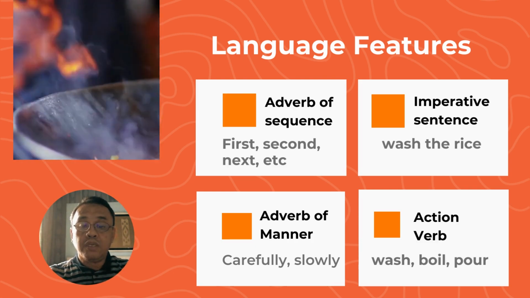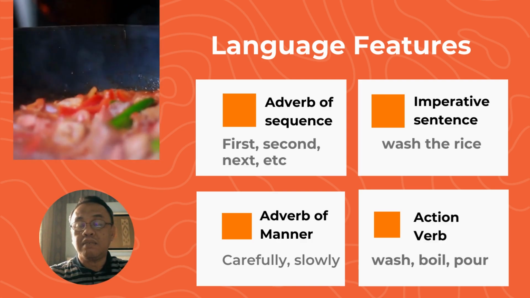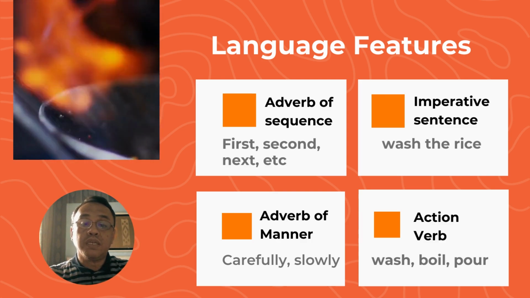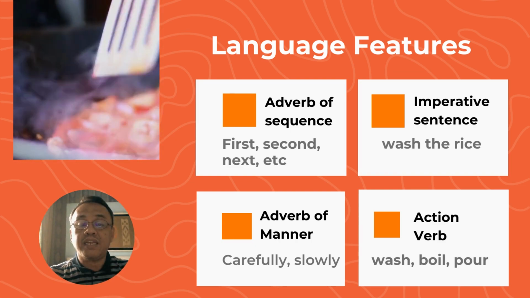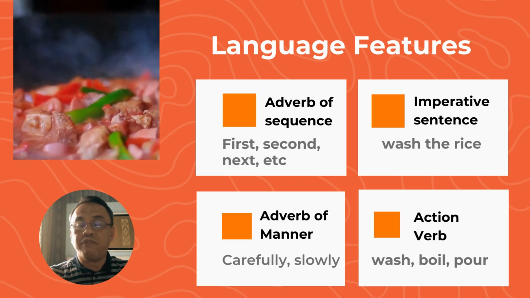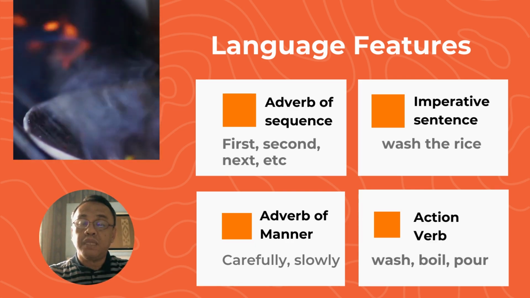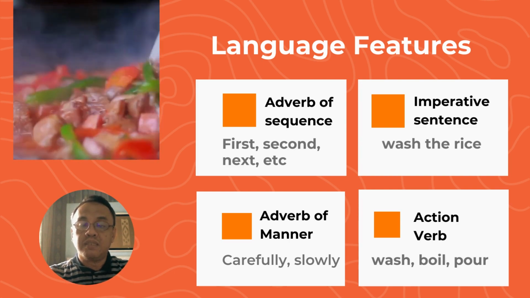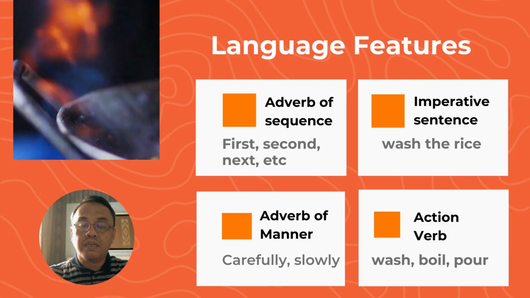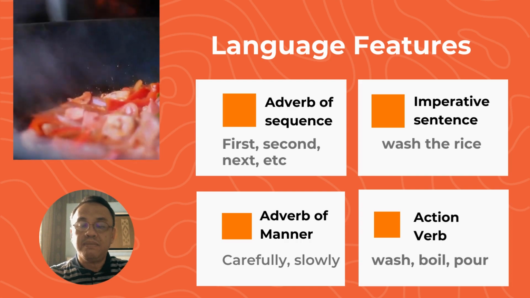The language features used in a procedure text, there are some. The first one is adverb of sequence. For example, first, second, next, after that, and last one, or finally. The second one is imperative sentence. Imperative sentence is like a command. For example, wash the rice, take a full spoon of salt.